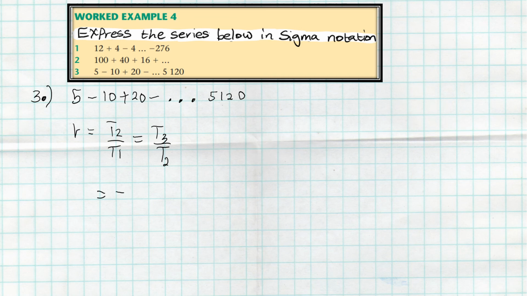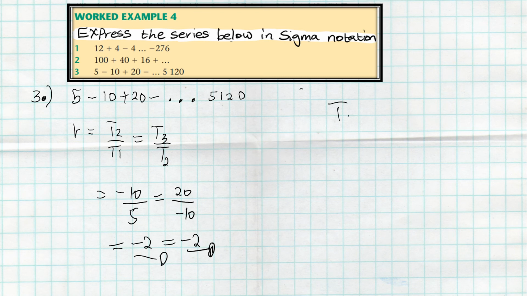Term number 2, minus 10, divided by term number 1, which is 5, gives minus 2. Term number 3, which is 20, divided by term number 2, which is minus 10, also gives minus 2. Great, so we have a common ratio. So this is a sum of a geometric series.